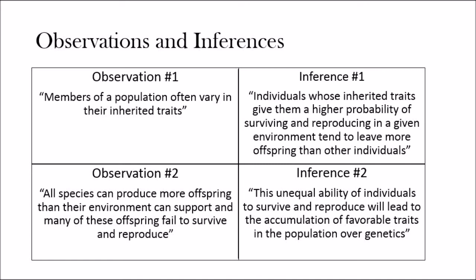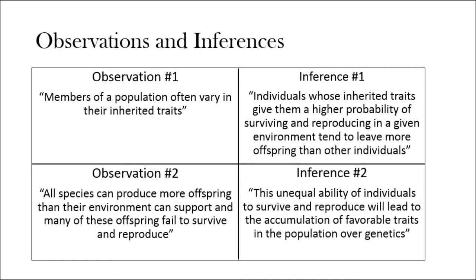And the second big observation was that all species can produce more offspring than their environment can support, and many of these offspring fail to survive and reproduce. So if you look at this in any population, and this is starting to happen to humans too in overpopulated areas, even though the environment can support a specific number of organisms, species tend to over-reproduce and go over that limit, and then some offspring fail to survive and reproduce, and they get wiped out.